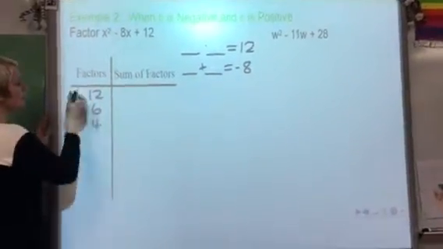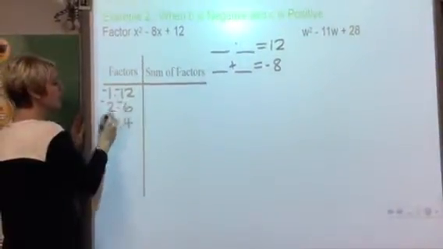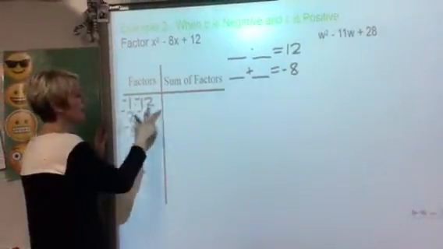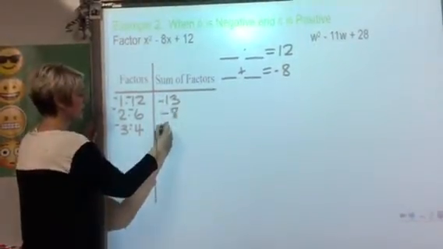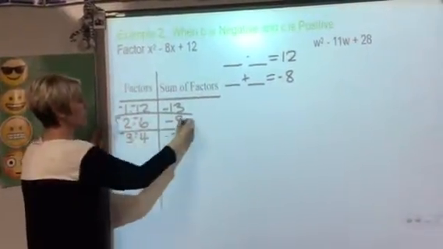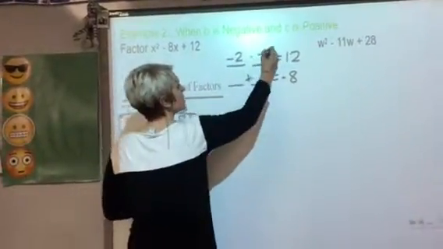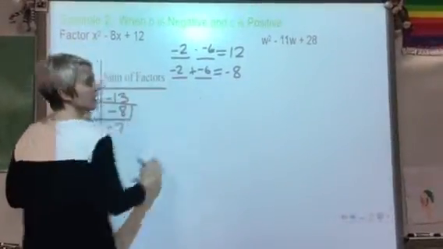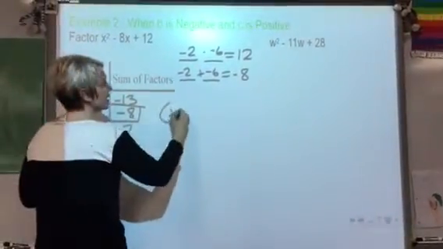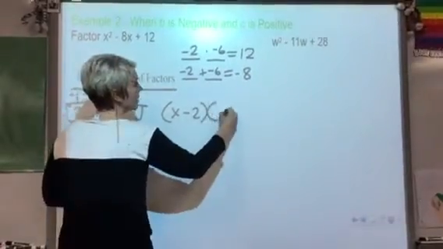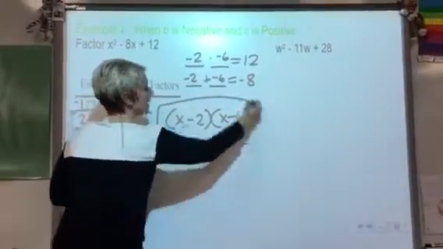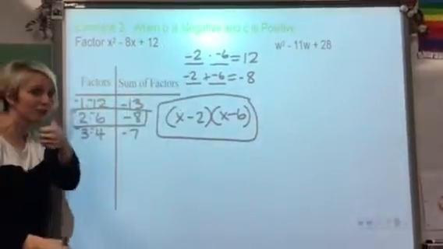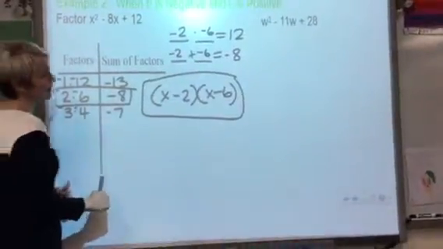To get a sum of negative 8, think about this, if I have negative factors, that would give me negative sums. See these three negative sums here? And here's the one that I need. A negative 2 times a negative 6 would give me a positive 12, and a negative 2 plus a negative 6 would give me a negative 8. So those are the terms I need. I have an x minus 2, and I have an x minus 6, and that's my binomial. I can use FOIL or boxes to check. If you want to do it the long way with factoring by grouping, go for it. But this is a much faster way.